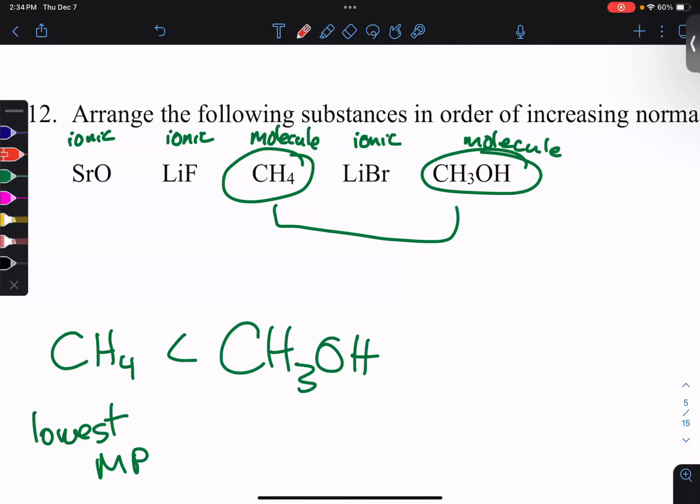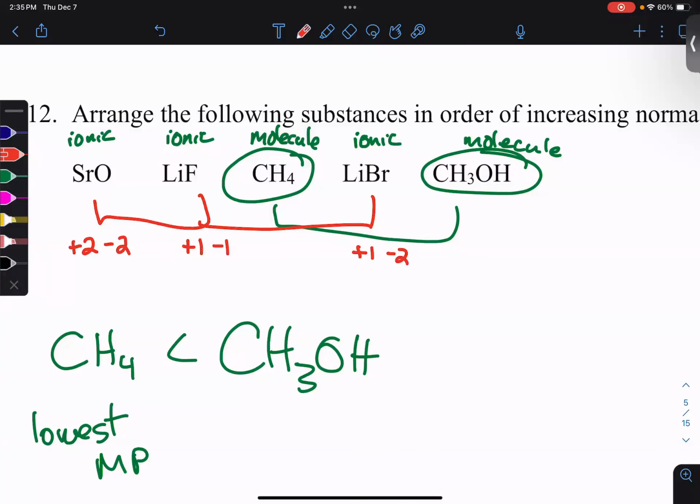And now we need to decide on the 3 ionic things. I know that those ones are the highest. So amongst those 3, how am I going to decide melting point temperature? It's something you already know. Lattice energy, yes, we're going to look at lattice energy instead. So lattice energy, what do we inspect first? The charges. So strontium oxide, +2, -2, and then the other 2 are +1, -1.